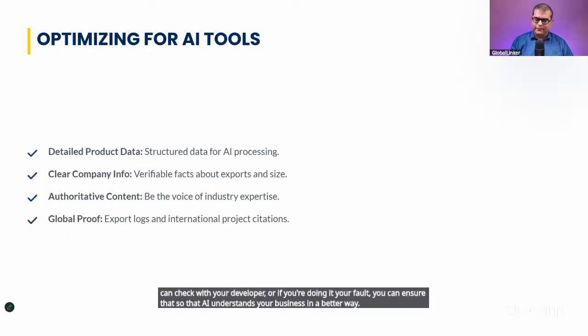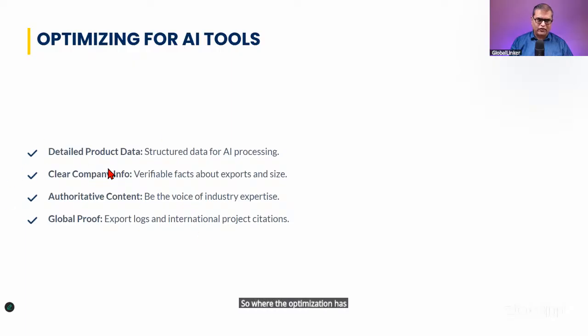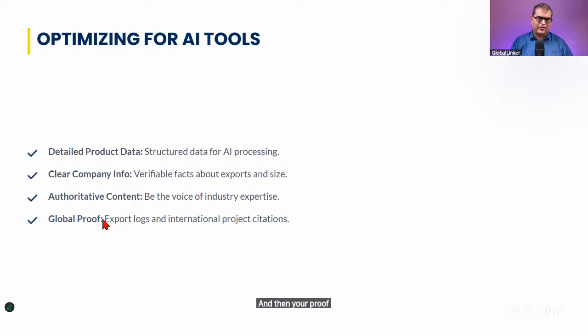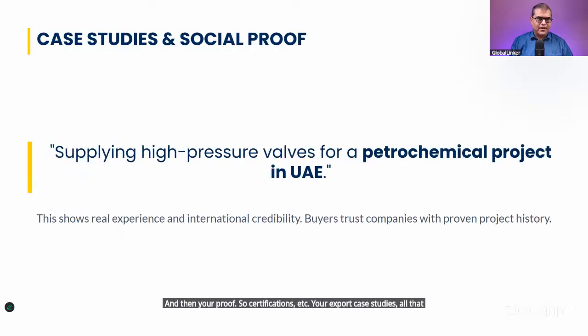So where the optimization has to happen, the most important one is the product, because obviously people are searching for the product. Then your company information, visible facts about your organization, authoritative content such as blog articles, and then your proof, so certifications, etc. Your export case studies, all that should be added.